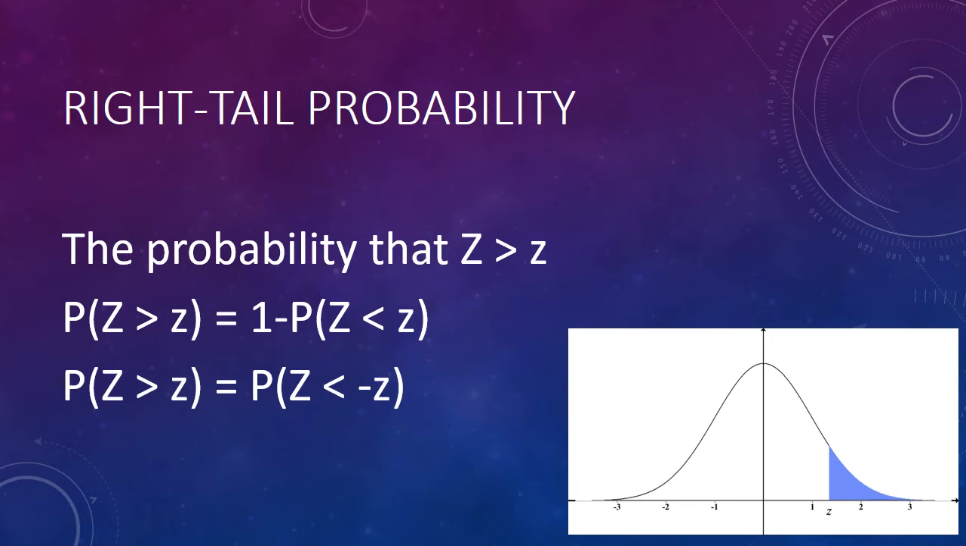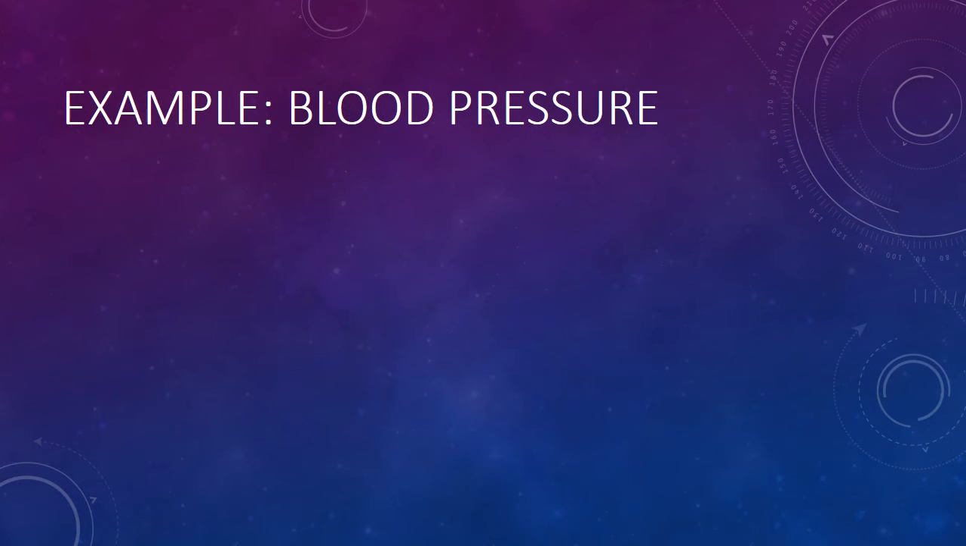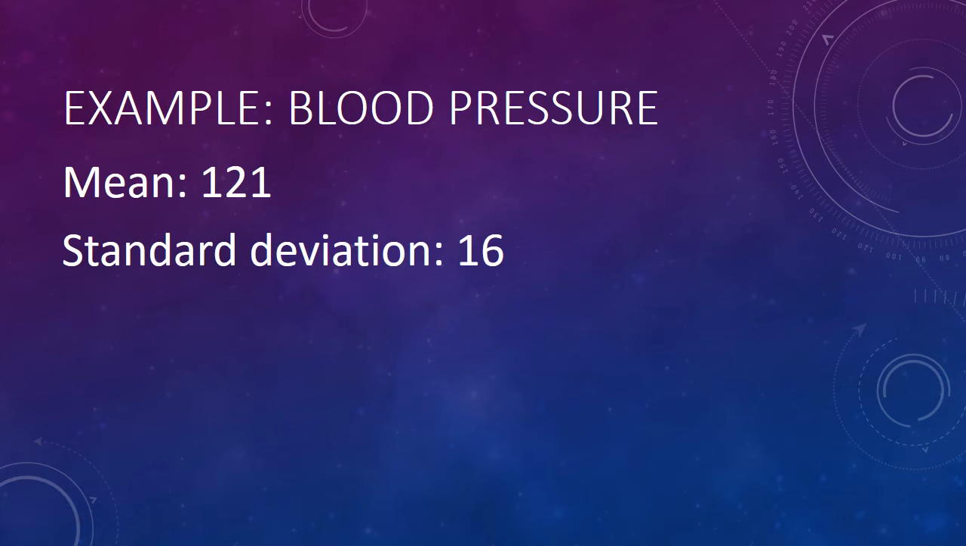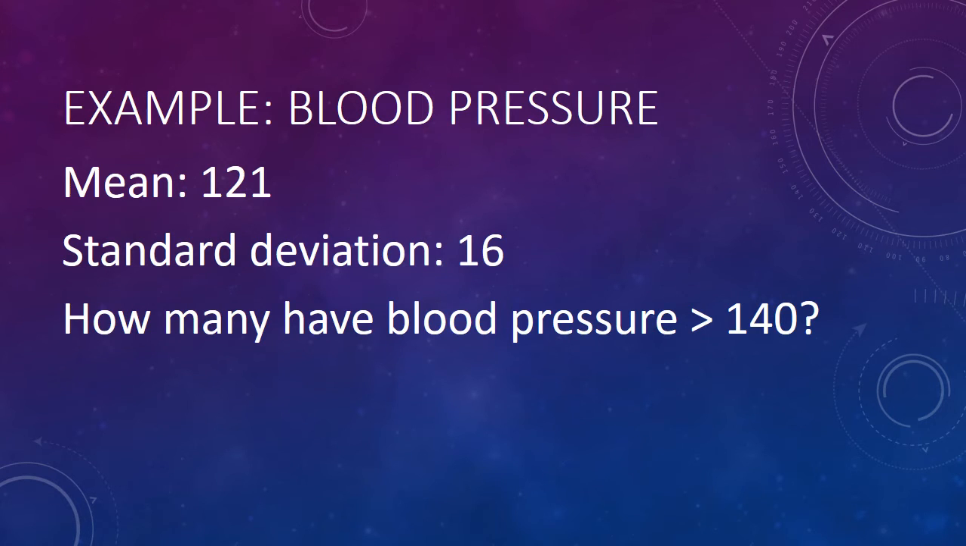A World Health Organization study of the health in various countries reported that in Canada, systolic blood pressure readings have a mean of 121 and a standard deviation of 16. A reading above 140 is considered to be high blood pressure. So suppose that the systolic blood pressure in Canada has a normal distribution. What proportion of Canadians suffer from high blood pressure?